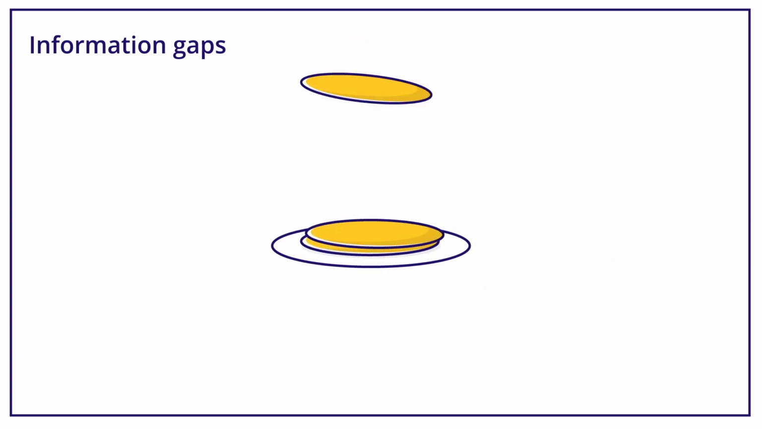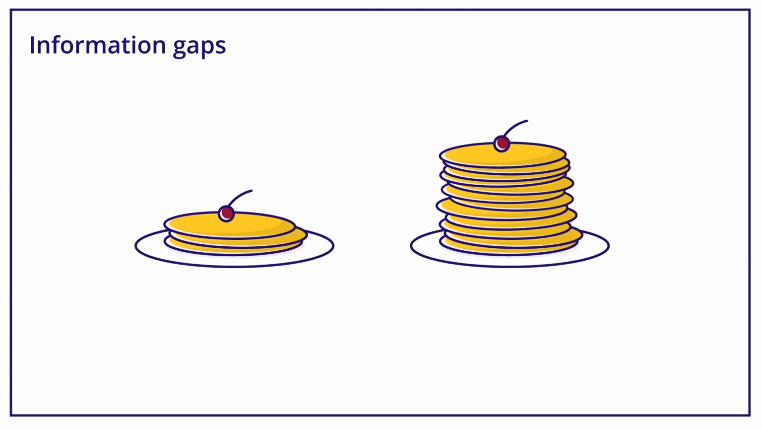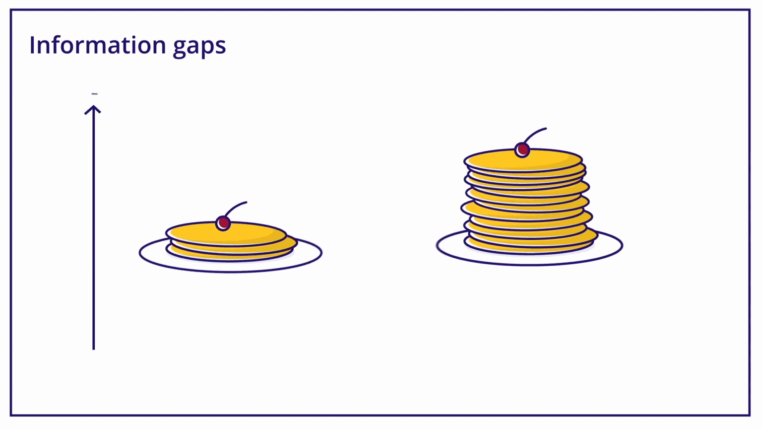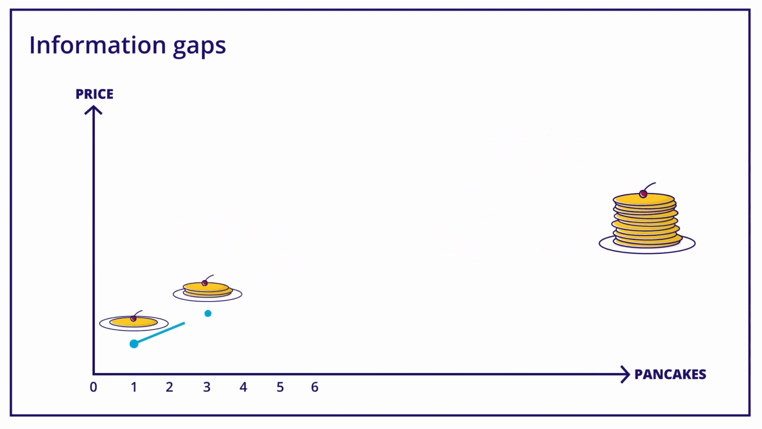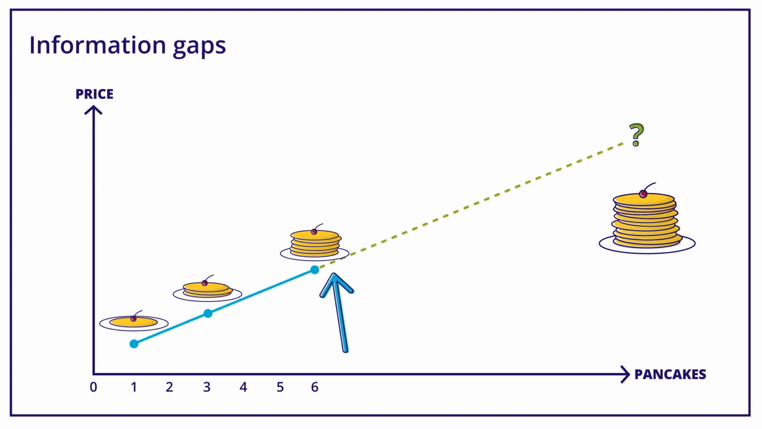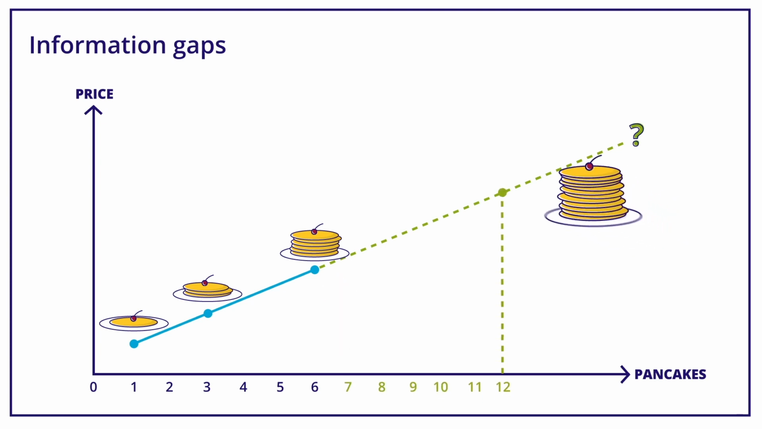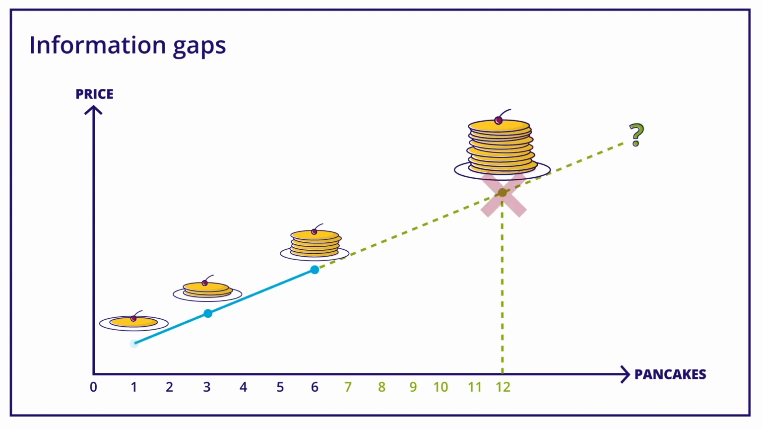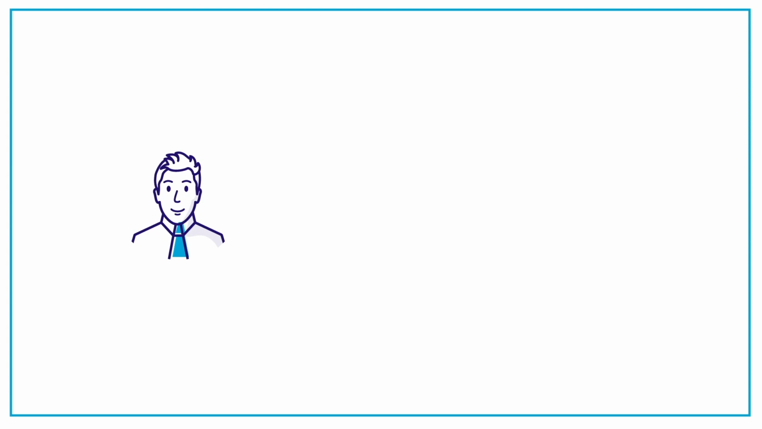Let's imagine a pile of pancakes. Say we want to know how much our customer would pay for 12 pancakes. We have data on what people will pay for 1, 3, and 6 pancakes, and the trend seems fairly linear. However, we have no data beyond 6 pancakes. Extrapolating from our data that a customer is willing to pay the same price per pancake at 12 pancakes is probably a poor assumption. Another common mistake when making data-driven decisions is drawing conclusions too early.